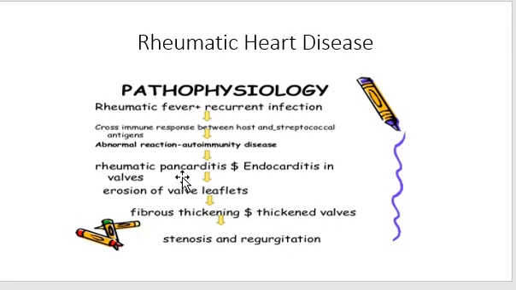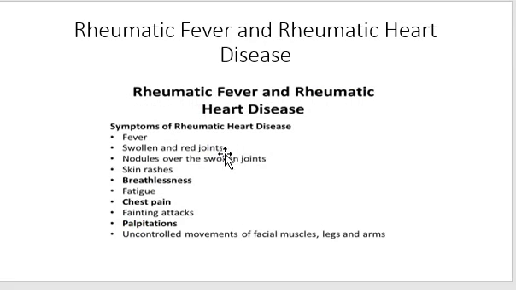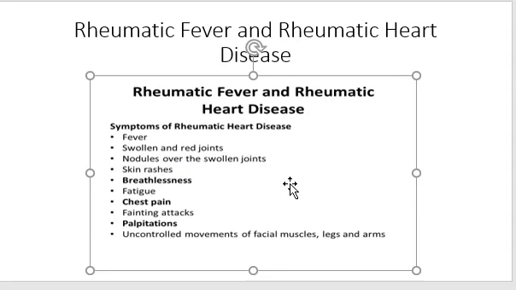So it affects certain valves. Here are some more symptoms of rheumatic fever, rheumatic heart disease. Fever, swollen red joints, or that migratory polyarthritis that you see in your book, nodules over the swollen joints, skin rashes, breathlessness, fatigue, chest pain, fainting attacks, palpitations, uncontrolled movements of facial muscles, legs, and arms.